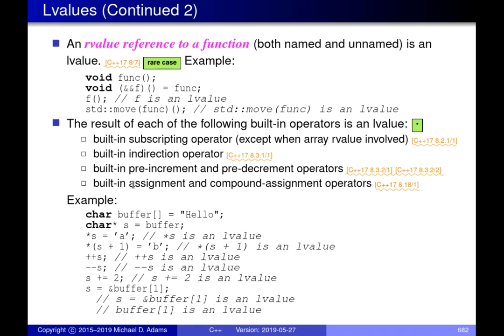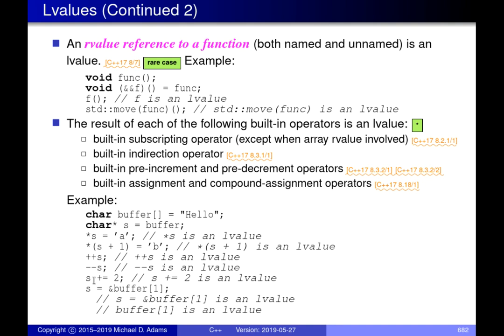So just to walk through some examples to illustrate some of these points. Star is the indirection operator. So if I say star s, this is an example of an L-value. Or star (s plus 1), where s is a pointer. I'm going to that pointer, going one further in memory by adding 1 to it, and then dereferencing what's there. So star (s plus 1) is an L-value. Plus plus s is an L-value because I'm applying the pre-increment operator to s. Minus minus s, the pre-decrement operator applied to s, also yields an L-value.